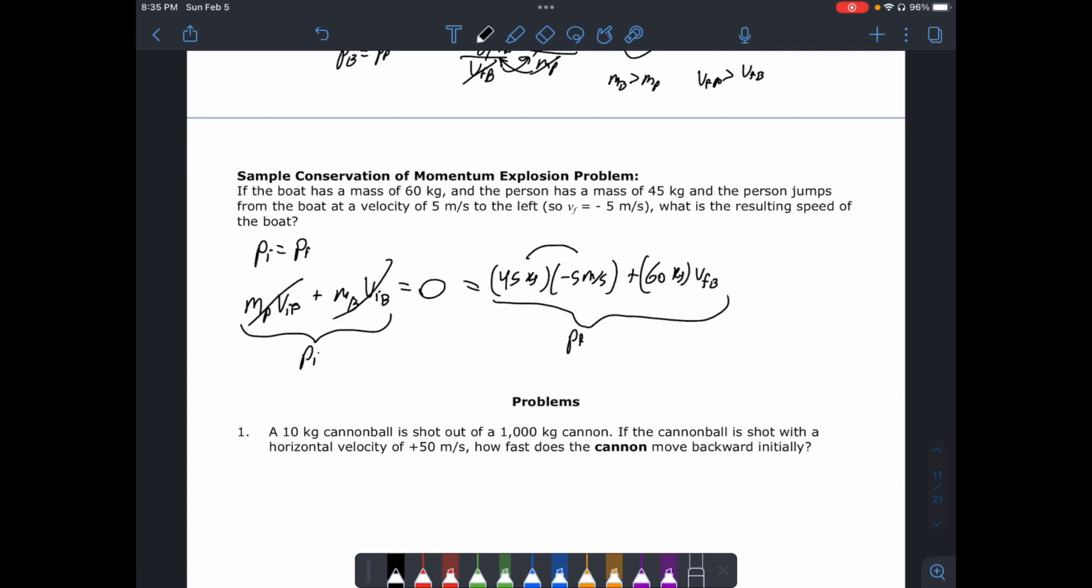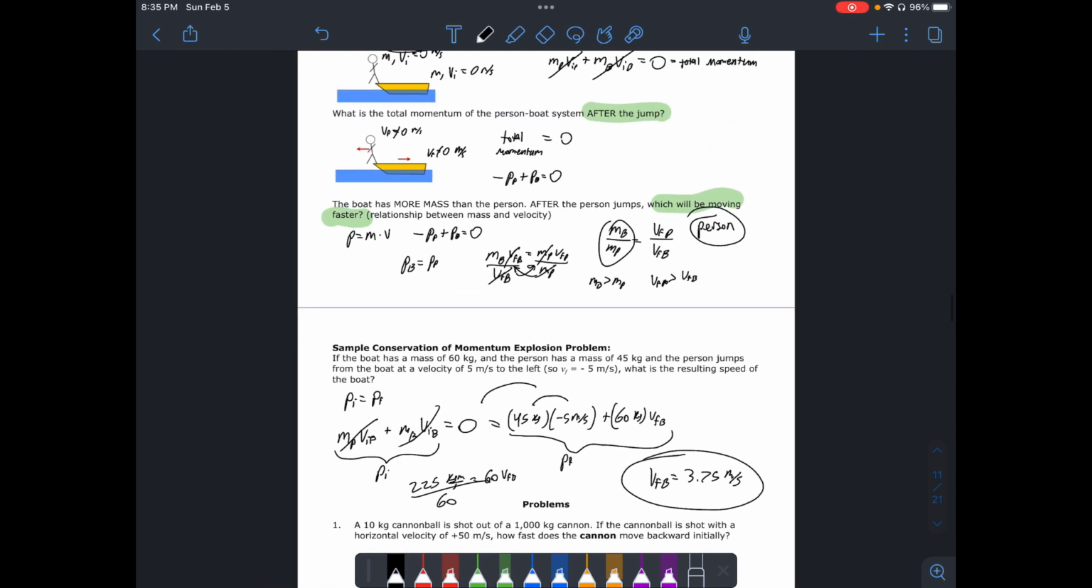If I multiply these two together and add them over, I have 225 kilogram meters per second, right? That's our units for momentum. It's all good. 60 VF of our boat. So to solve for our velocity, I can divide by 60, and the velocity of my boat is going to be 3.75 meters per second, and that is positive because the boat is moving to the right. Up there.